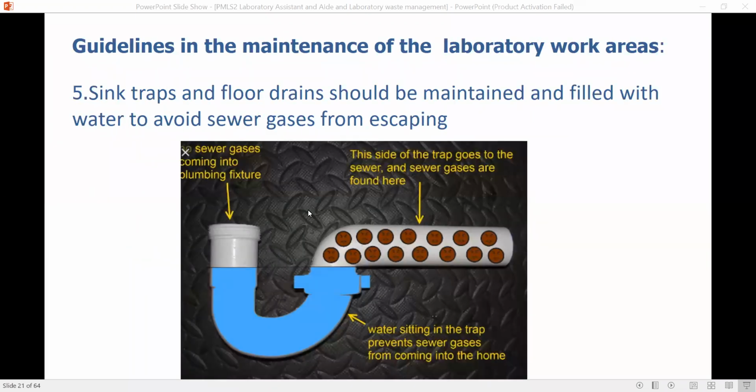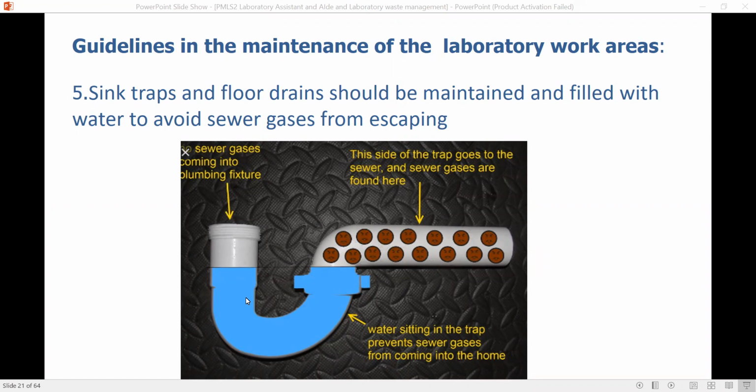So next, sink traps and floor drains should be maintained and filled with water to prevent sewer gases from escaping. Have you wondered why your sink has a P-trap, shaped like this? It actually has a purpose. Here, there needs to be water. Water sitting in the trap prevents sewer gases from coming into your house so it doesn't smell. Because the sewer has wastes and so on, and the sewer gas there includes methane, because of the wastes. So that gas won't come in and escape into your house, there is water here.